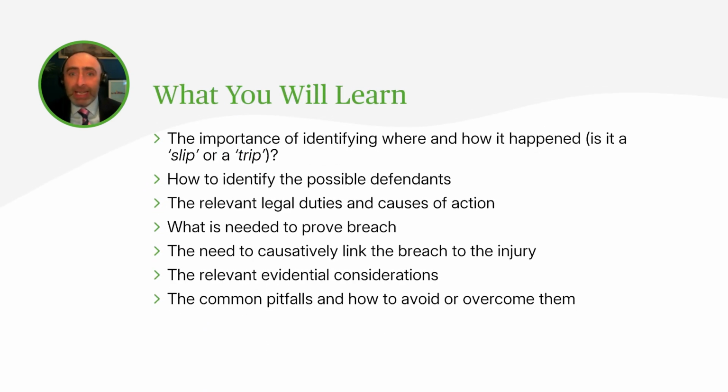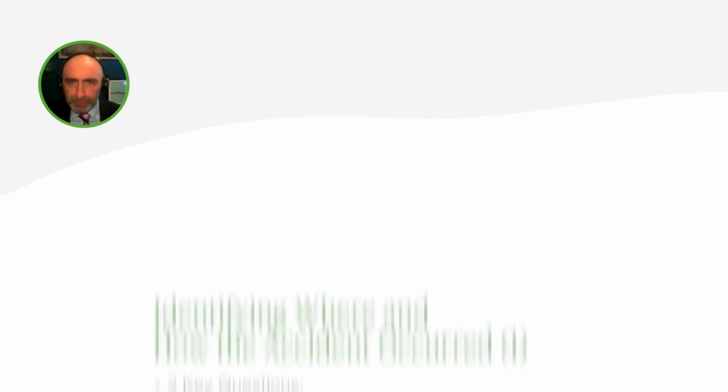So what we're going to cover today is the importance of identifying where and how the accident happened. In particular, is it a slip or is it a trip? How to identify potential defendants, the relevant legal duties and causes of action, what you're going to need to do in order to prove breach, the importance of causatively linking the breach to your client's injury, some relevant evidential considerations, and then some of the common challenges and pitfalls and how you can hopefully avoid or overcome them.